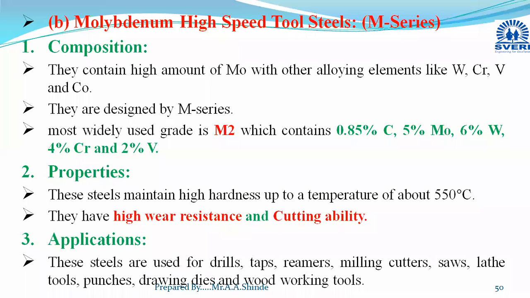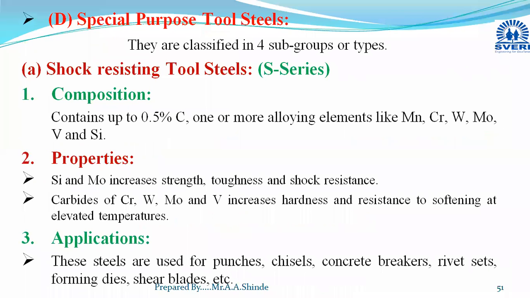So after these high speed tool steels, the last type of tool steels: all remaining types of tool steels are categorized under special purpose tool steels, depending on their specific composition, properties, or specific applications. Under these special purpose tool steels, we have four types of tool steels. The first type is shock resisting tool steel, that is S series, and its composition will be like this.